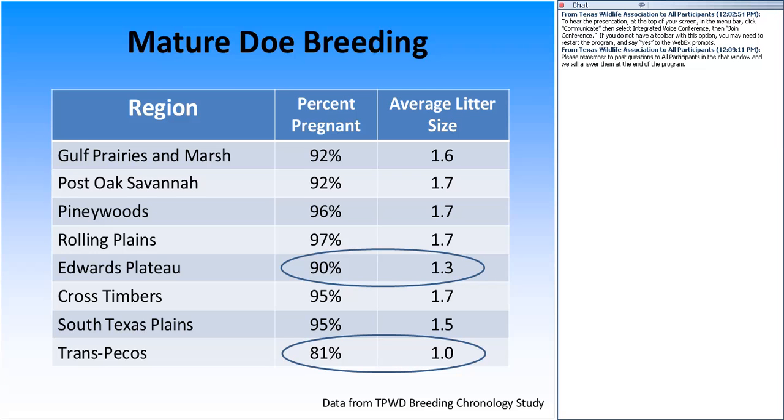Edwards Plateau was a little bit lower as well than the other regions. 90% of the does were pregnant, and average litter size was 1.3. So really the main idea to take out of these data is that if there's a mature doe walking around in spring, she's probably pregnant. 9 out of 10 or even 19 out of 20 of those mature does are going to be pregnant in the population. Most of them will have twins. Some are going to have yearlings, so that they're going to have a single fawn, so that we end up with these average litter sizes of 1.5 to 1.7. But mature does, for the most part, are going to be breeding.